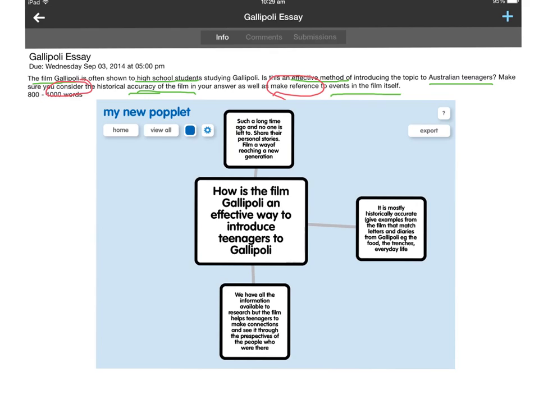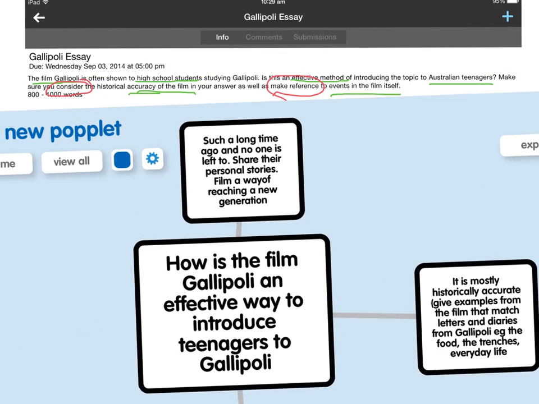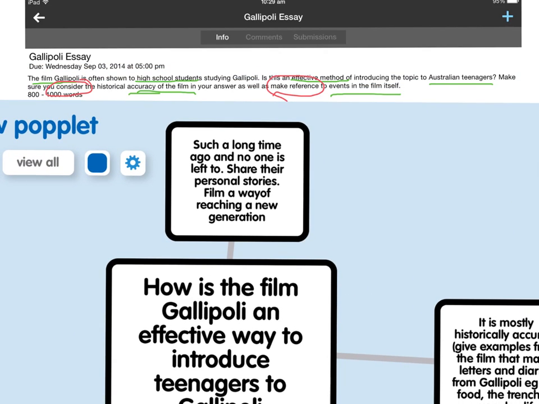The first thing that I'd like to make mention of is the fact, this one here, that it's been such a long time since Gallipoli itself that no one is left to share their personal stories. So the film's a way of reaching a new generation. So I can talk a lot in there about how no one's left and about when our last Anzac died and all of that sort of thing.